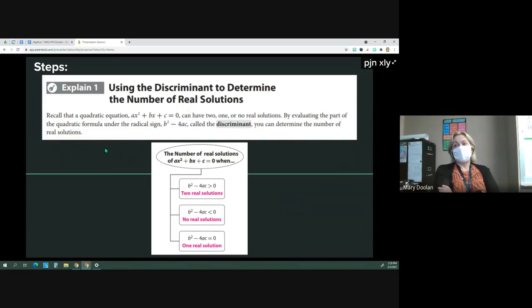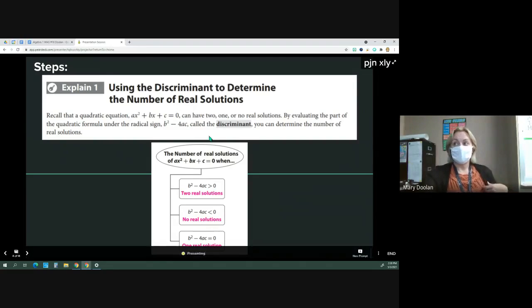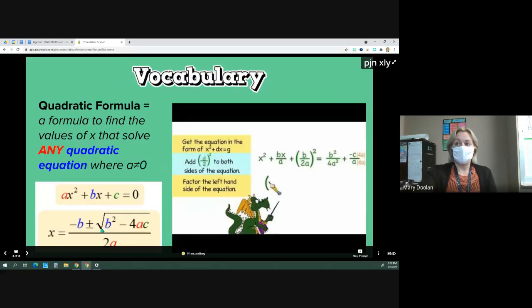So the way you can find out, before you even start plugging into this formula and solving it, if there is even a solution to find, is by looking at what's called the discriminant. And that's this part right here. It's the stuff under the radical sign. b squared minus 4 times a times c. You can see it's under the radical. It's just this part here underneath the square root symbol.